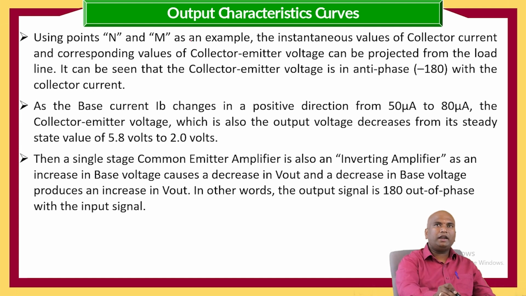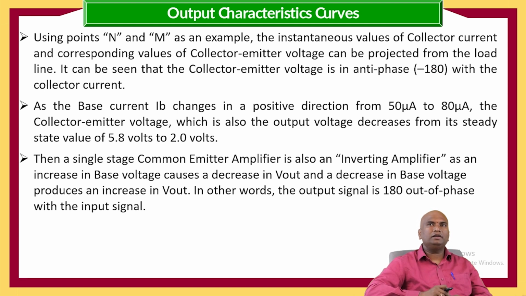Here, using the points N and M as an example, the instantaneous values of collector current and corresponding collector to emitter voltage can be projected from the load line. Corresponding to the base current, we can also project the collector current and collector to emitter voltage. And it can be seen that the collector to emitter voltage is exactly 180 degrees displaced from the collector current.